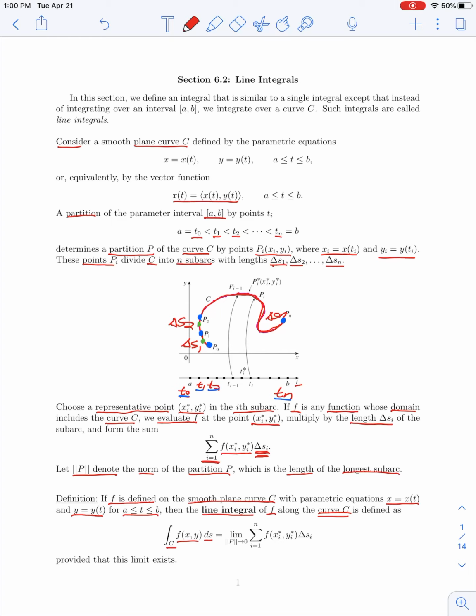And this is defined formally as the limit of our Riemann sum that we formed above as the norm of this partition P approaches 0, provided that this limit exists. Okay, so this is our formal definition of a line integral over a smooth plane curve. Essentially what we're doing is adding up all of the values of our function f of x, y, where we're taking points x, y that lie along some plane curve.